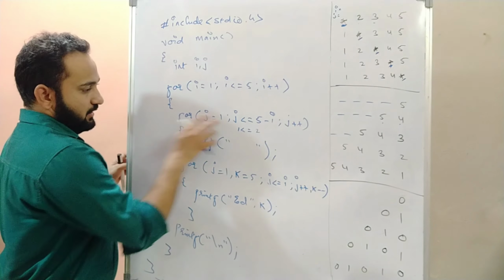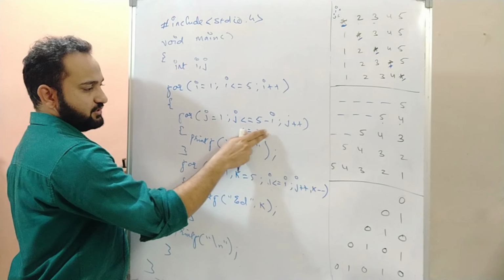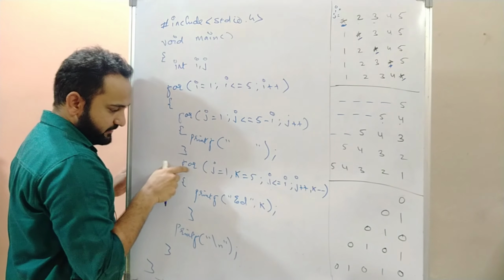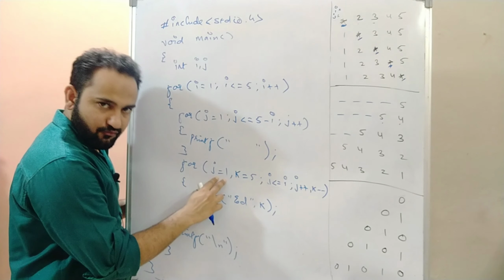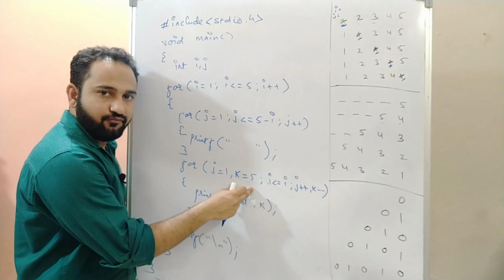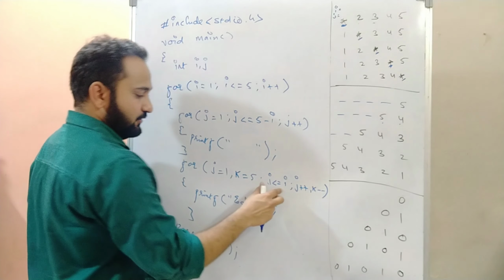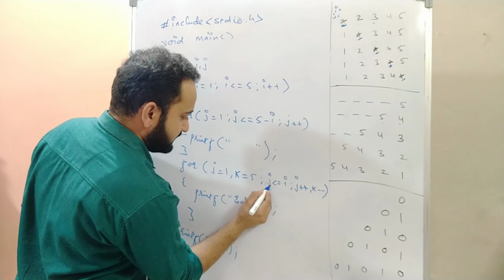Agree? When the value of j becomes 3, 3 is less than or equal to 2, condition false. It will come out of this for loop. It will go into this for loop. While going into this for loop, the value of j will become now 1. The value of k becomes what? 5. Agree? Okay.